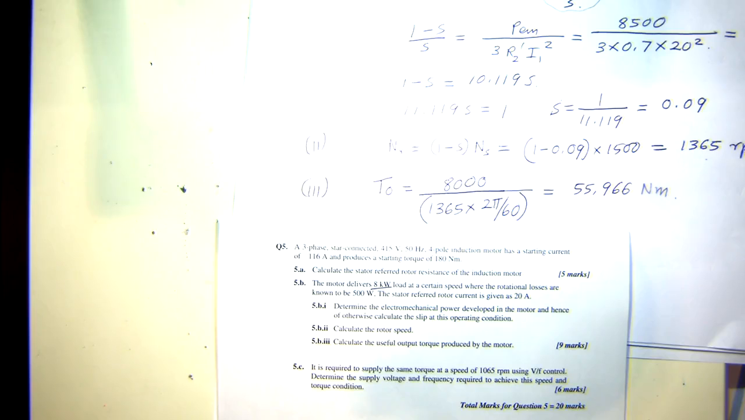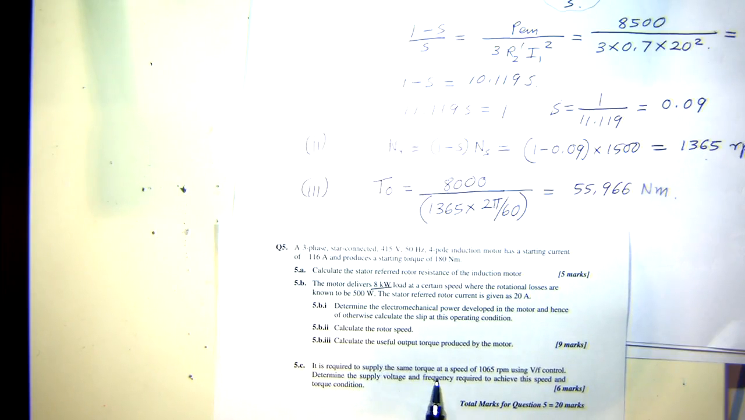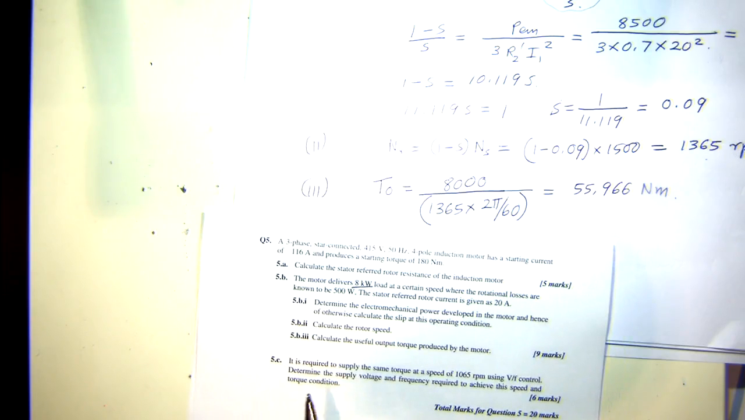Last part of that question. So do you have any issues with the previous parts? No? So the last part is, it is V/F control, it is required to supply the same torque at a speed of 1065 RPM using V/F control. Determine the supply voltage and frequency required to achieve this speed and torque condition.